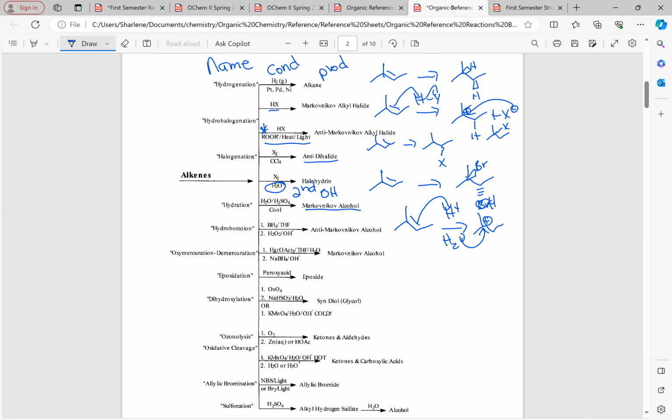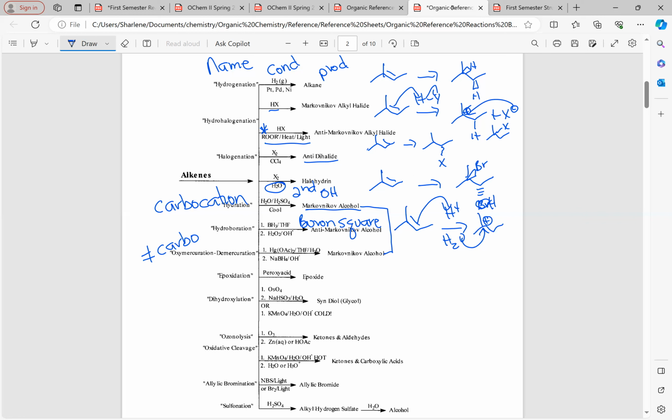Hydroboration, if I give you a way to make a Markovnikov alcohol, I need to give you one to make an anti-Markovnikov. So these two right here are ways to make the Markovnikov. The problem with this one is it goes through a carbocation, and carbocations can rearrange. This one does not go through a carbocation. So oxymercuration, demercuration will only give you the Markovnikov that you want. Hydroboration, remember the boron square, will give you the anti-Markovnikov.